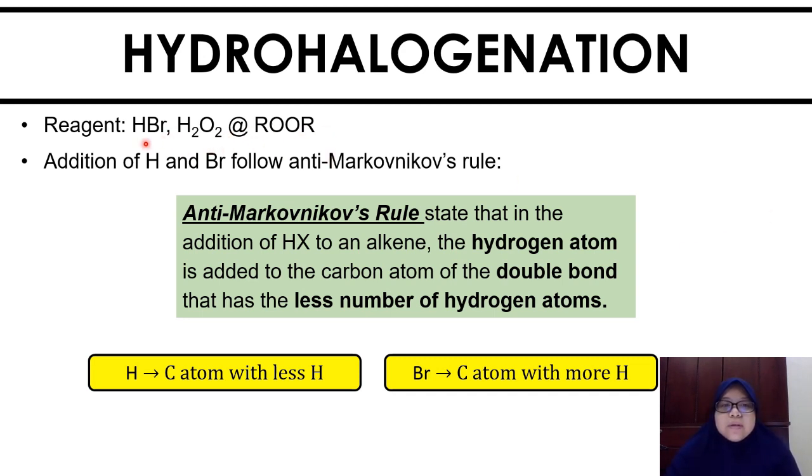So when we have hydrogen bromide dissolved in this peroxide, the addition of H and Br will follow the anti-Markovnikov rule. So in the anti-Markovnikov rule, it is stated that in the addition of HX to an alkene, the hydrogen atom is added to the carbon atom of the double bond that has the less number of hydrogen atoms. So, in summary, the hydrogen will attach to the carbon atom with less hydrogen, and the bromine will be added to the carbon atom with more hydrogen.